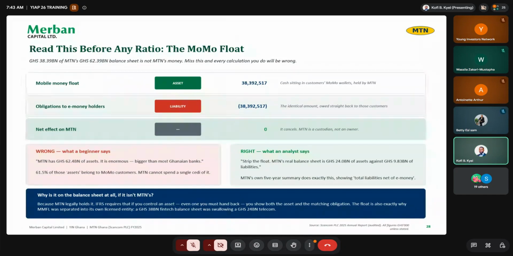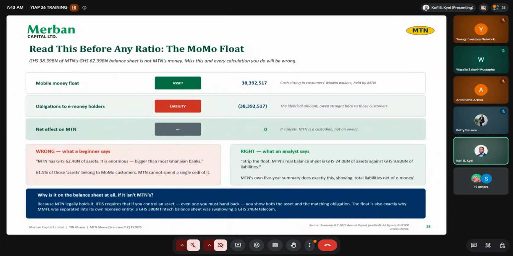Again, 38.4. MTN has a total asset of 62.4. Out of the 62.4, 38 is not MTN's money. Okay. So the 38.4 is the cash sitting in customers' Momo wallets, you and I, the balances that we have in our mobile money.